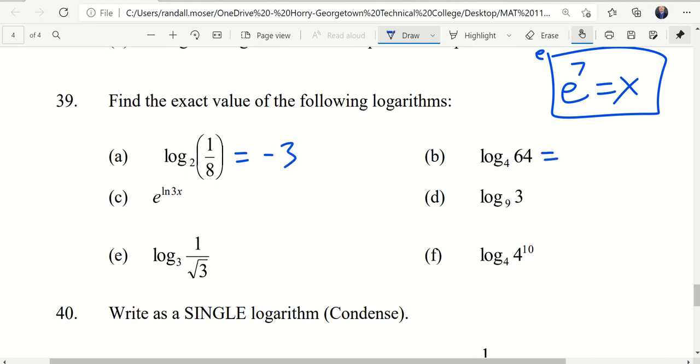You can do the same thing here. Log base 4 of 64 is asking the question, what exponent would you have to raise the base 4 to in order to get the value 64? That's going to be 3.